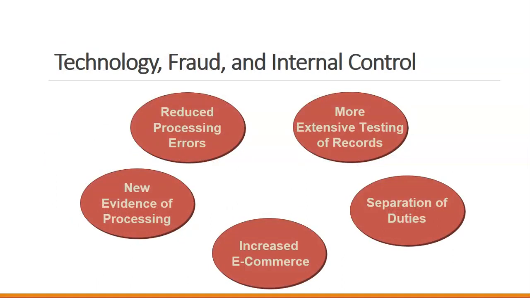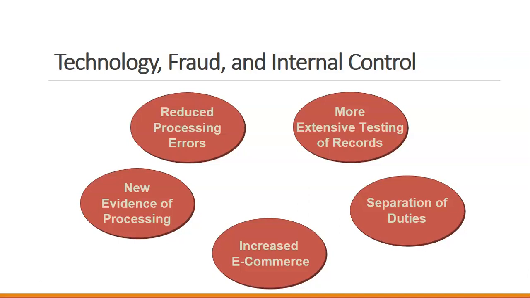When we're looking at technology, fraud and internal control, it helps us when we have more technology. We have more extensive testing of records, and we have a lower risk of processing errors from communication issues, from writing on things. We have increased e-commerce in that we have online buying, and we have evidence that order processing is happening because we have online or computerized orders.